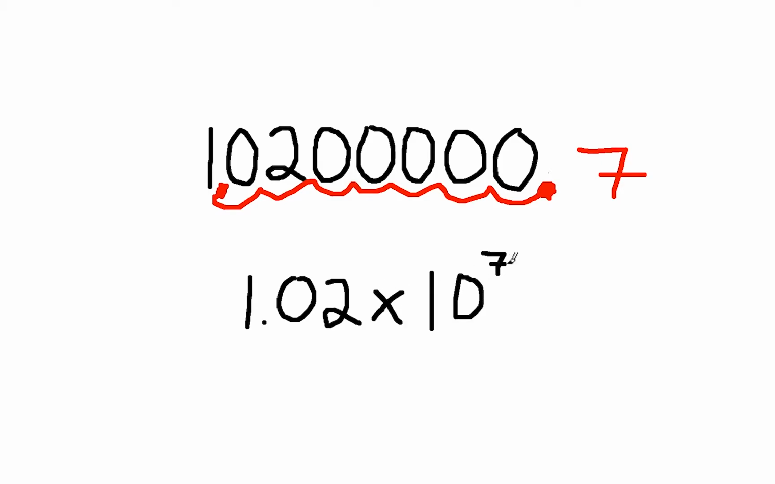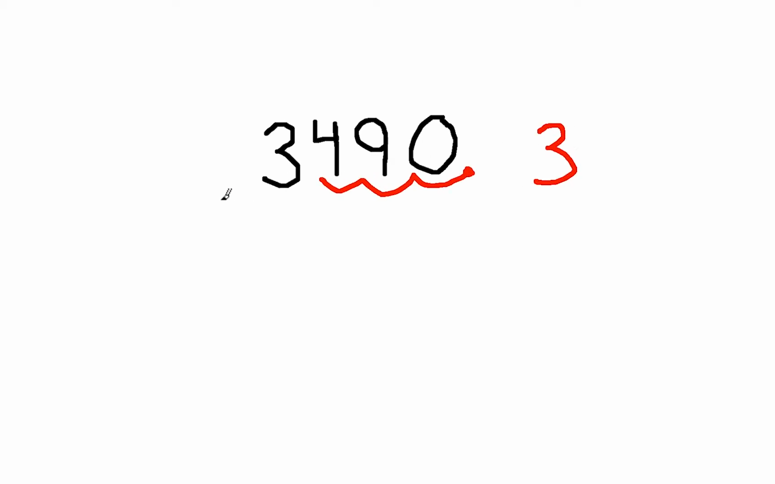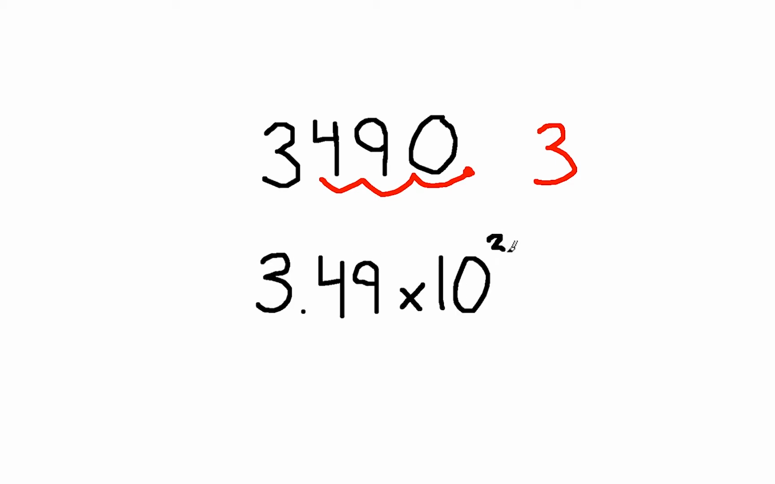This 10 to the 7 here just means that we're moving the decimal point 7 places to the right. We'll see what happens when we shift the decimal point to the left. Next example. We want to express 3,490 in scientific notation. First, let's count how many times we have to shift the decimal place. 1, 2, 3. So we're left with 3.49 times 10 to the 3.